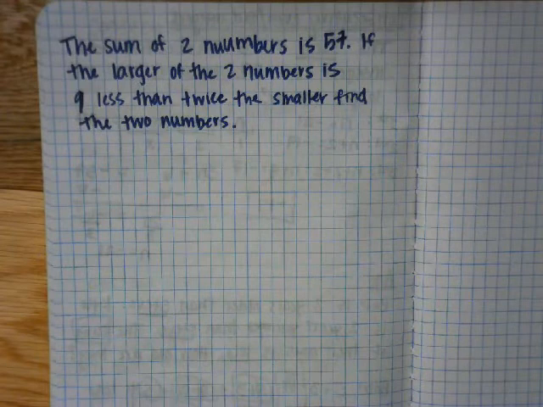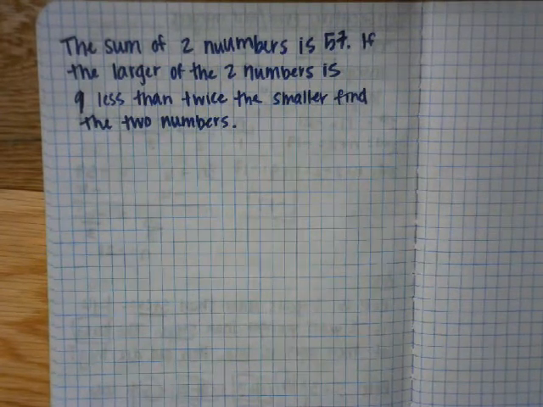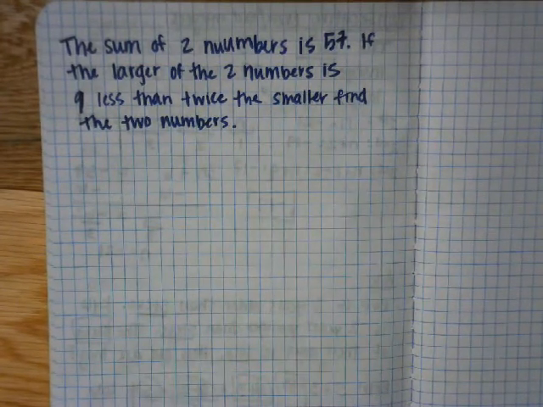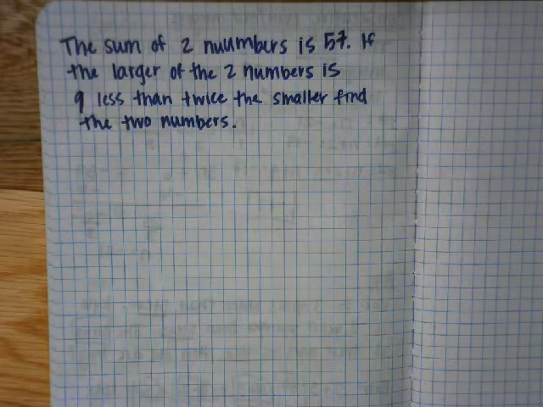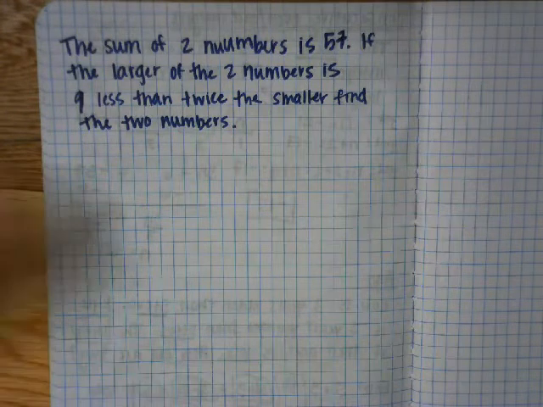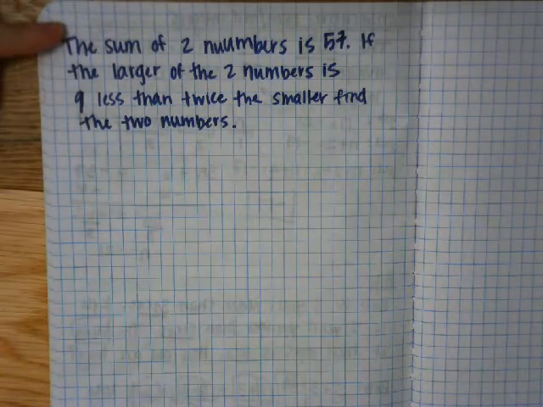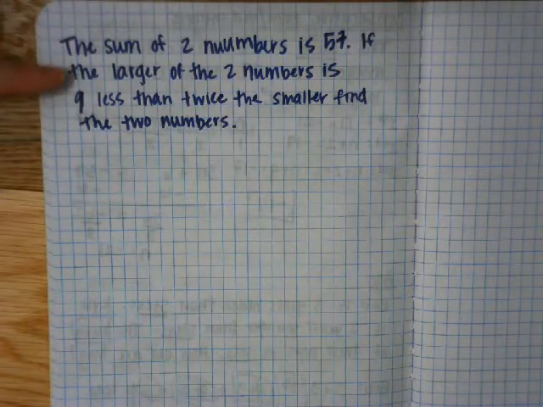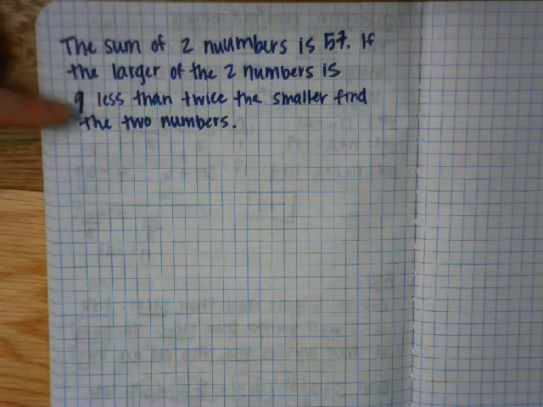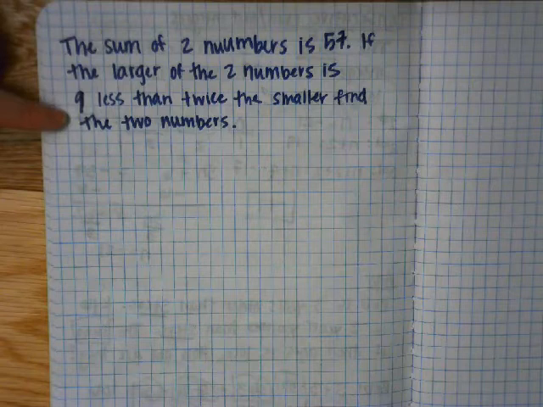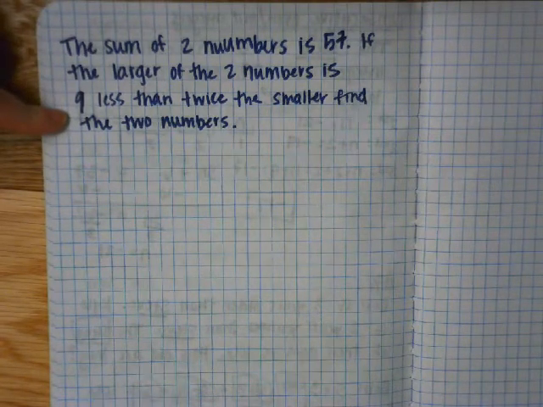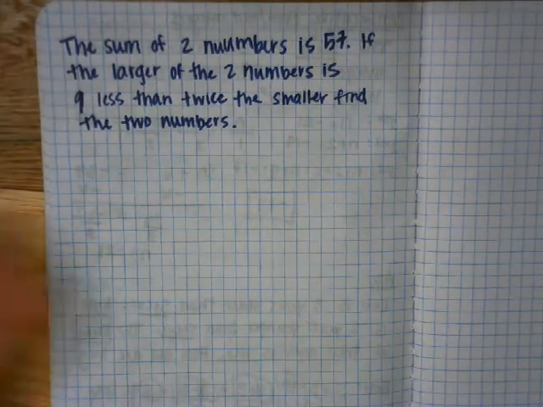All right, if we look at this one, in this case, we're not talking about consecutive integers. It doesn't say consecutive, so we don't assume that they're consecutive, right? It says the sum of two numbers is 57. If the larger of the two numbers is 9 less than twice the smaller, find the two numbers, okay? So we have two numbers, a large and a small.